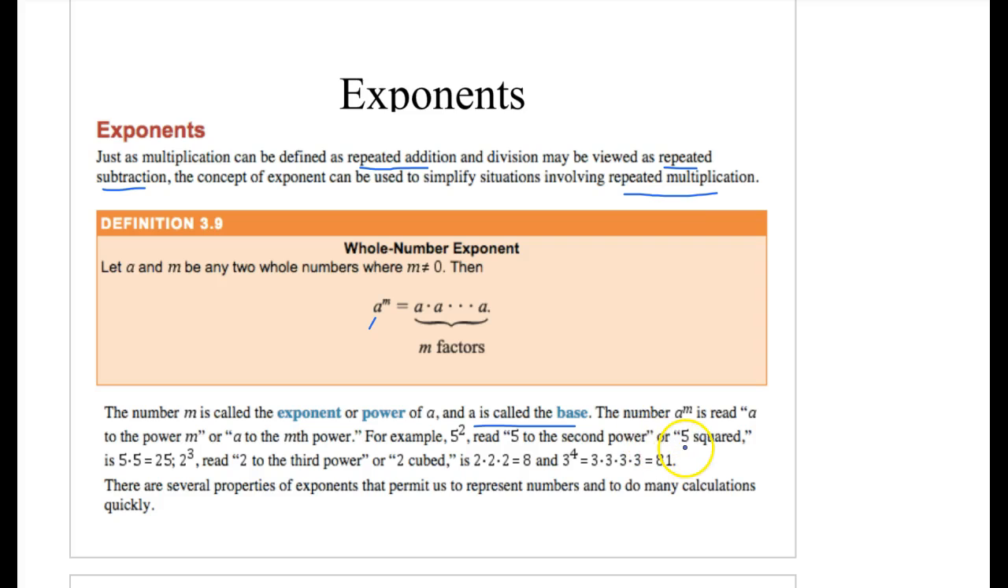Sometimes we actually say 5 squared for 5 to the power of 2. 2 to the power of 3 is read 2 cubed. And so that's the idea of an exponent.